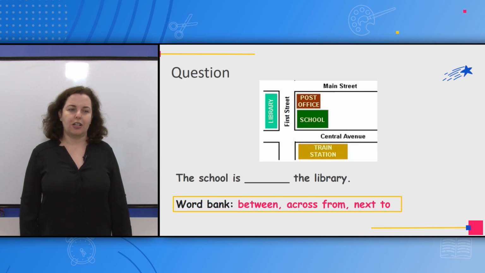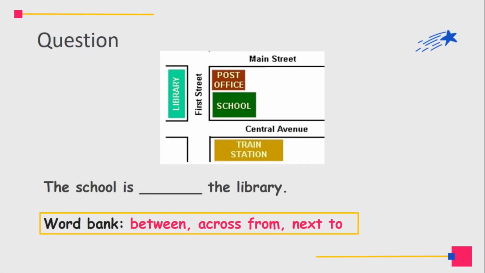Let's look at this question here. Look at the school and look at the library where you check out books. The school is the library. What would you choose here? Is the school between the library? No, right? Between is usually 2 things. Is the school across from the library? Or is the school next to the library? What would you write? Bravo!